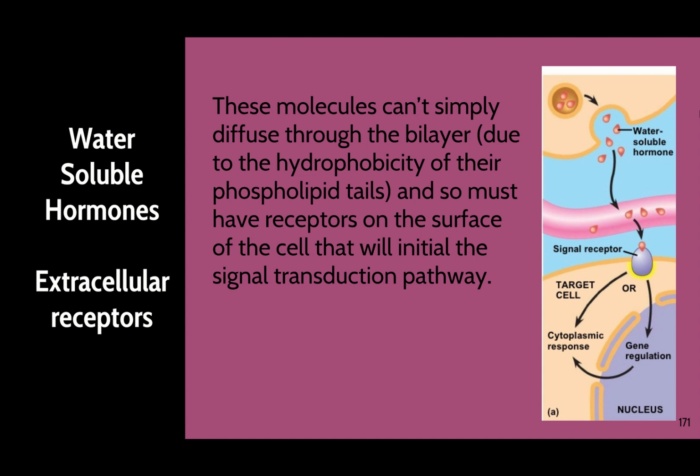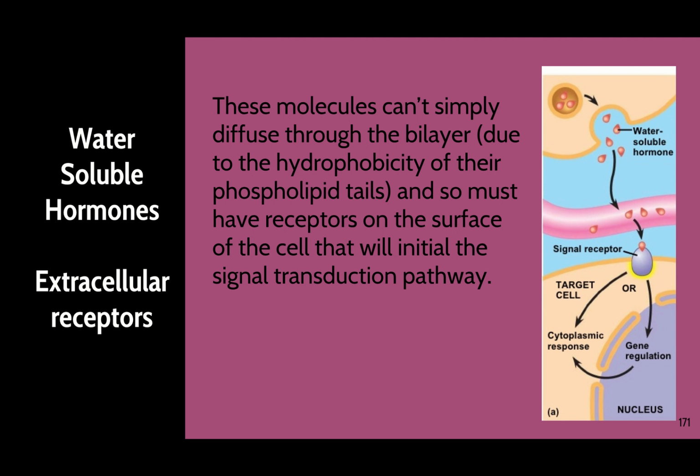So this concept of signal transduction pathways, there was a lot of research that had to happen in order for these pathways to really be lined out and be really understood well. And what they came across was this idea of water-soluble hormones versus lipid-soluble hormones. These are two distinct categories of hormones that respond and affect cells very differently.